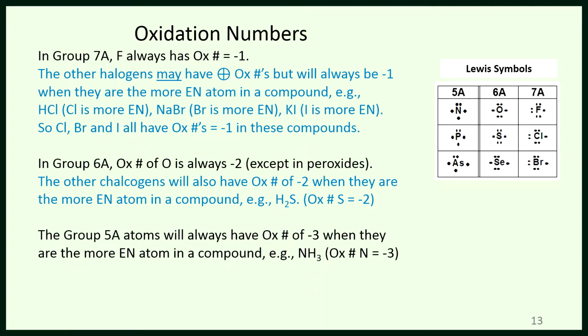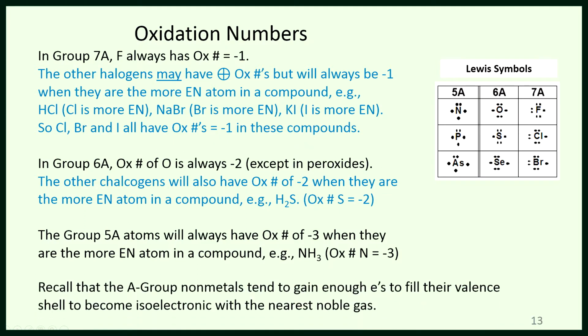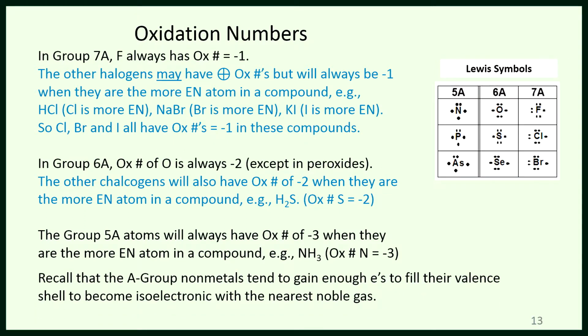And what about group 5A, the pnictogens? The group 5A atoms will always have an oxidation number of -3 when they are the more electronegative element in the compound. For example, in ammonia, nitrogen is more electronegative than hydrogen, so it will use its negative oxidation state, which has to be -3. Gaining 3 electrons makes it isoelectronic with the nearest noble gas. So recall that the A group nonmetals tend to gain enough electrons to fill their valence shell to become isoelectronic with the nearest noble gas.